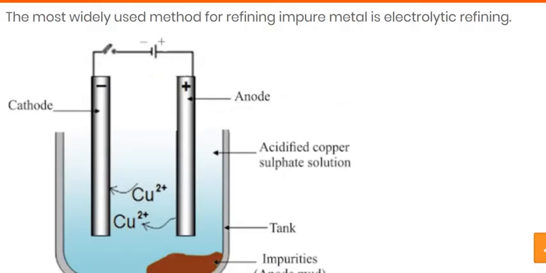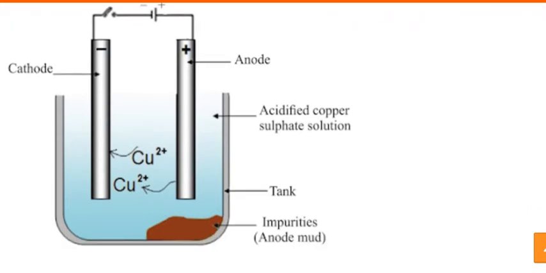Here you can see the most widely used method for refining impure metal is electrolytic refining. Means we can refine the metal from the impure metal by the electrolysis method. This is the figure. You can see the cathode. In that we have to take pure copper, and on the anode we have to take impure copper.